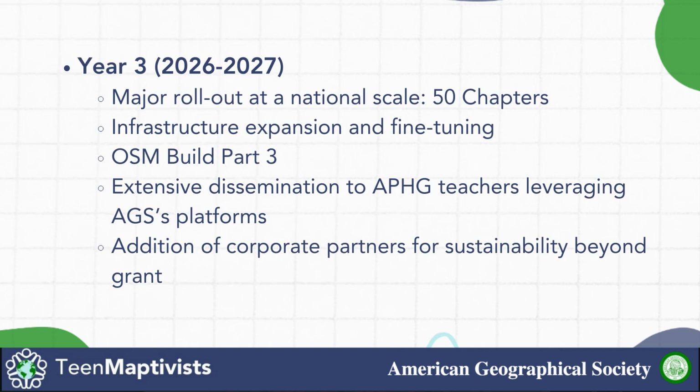Year 3 will mark our major rollout at the national level, reaching 50 or more chapters. We will continue expanding our infrastructure and fine-tuning pre-existing materials. We will reach Phase 3 of our OSM build and continue our extensive dissemination to APHG teachers, leveraging AGS platforms. We will continue to foster corporate partnerships to ensure long-term sustainability of the program.